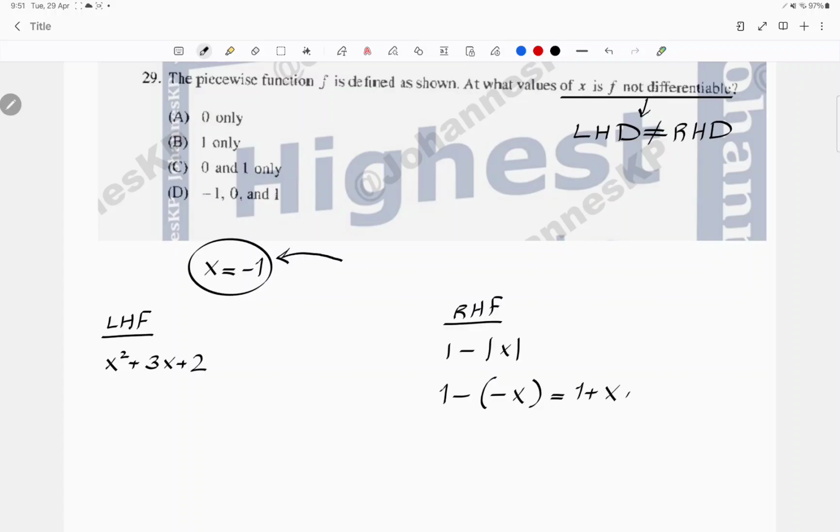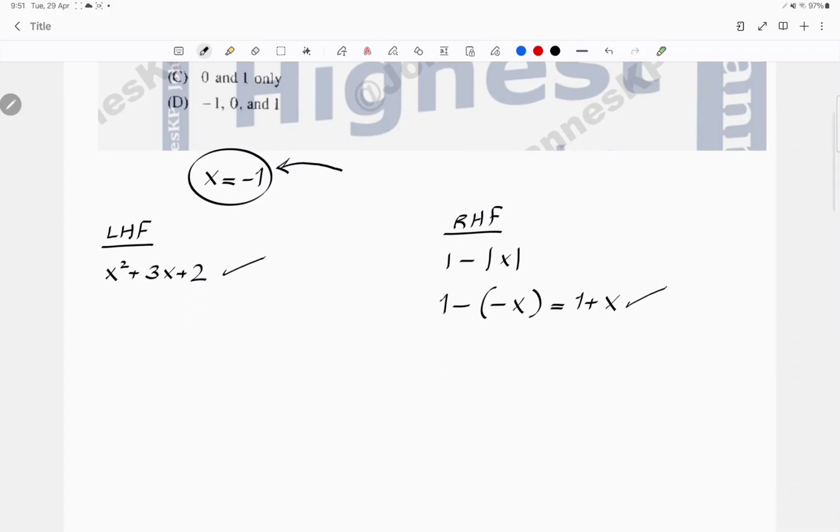Now we have our two functions set up, and we're ready to differentiate and see if the derivatives are equal to each other. If they're equal, the function is differentiable. If they're not equal, the function is not differentiable. We're going to get 2x plus 3. Here we're going to get just a 1 upon differentiation.